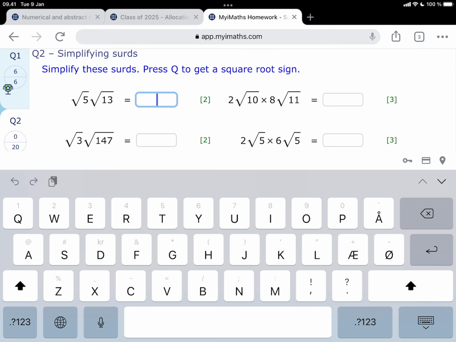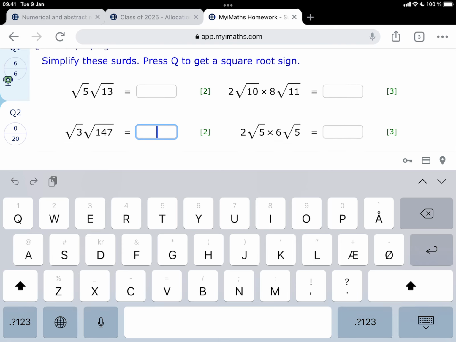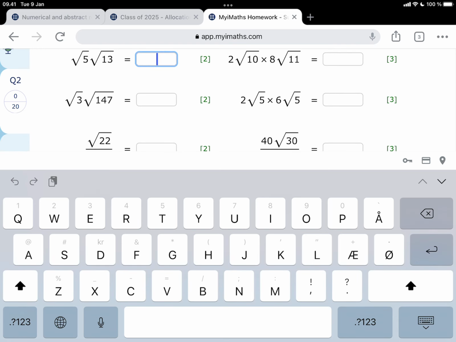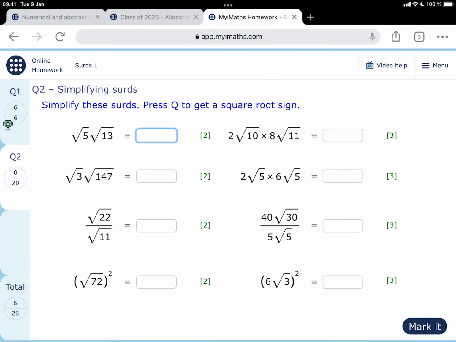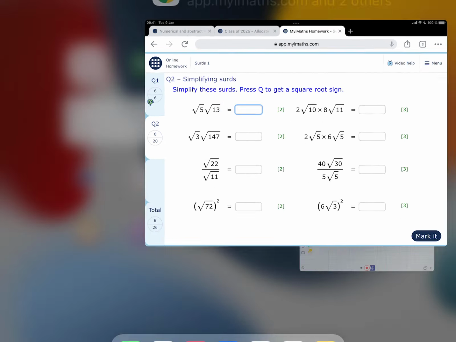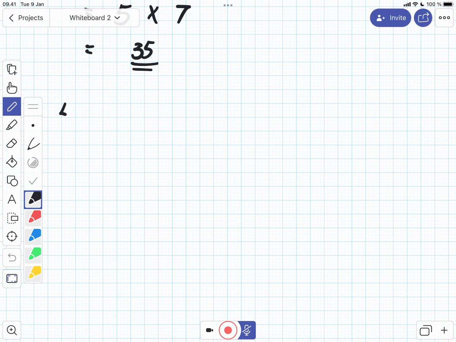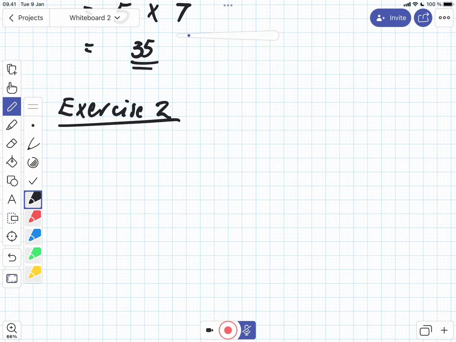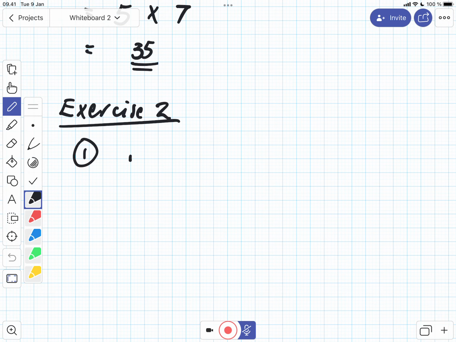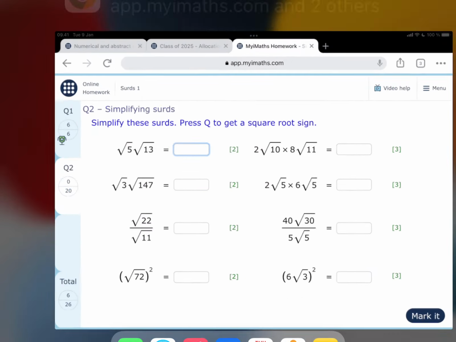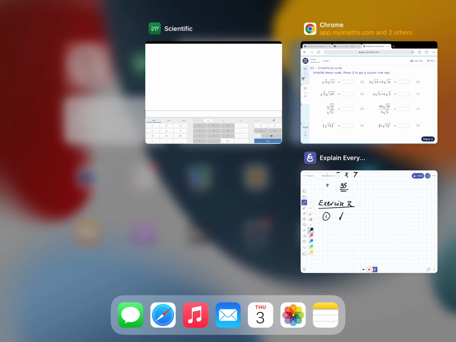Okay, so question 2, simplify these surds, press Q to get a square root sign. So the first one says square root 5 times the square root of 13. Okay, well, onto my book here. So exercise 2. So I'll call it question 1. Square root of, gosh, what was it? 5 times the square root of 13.